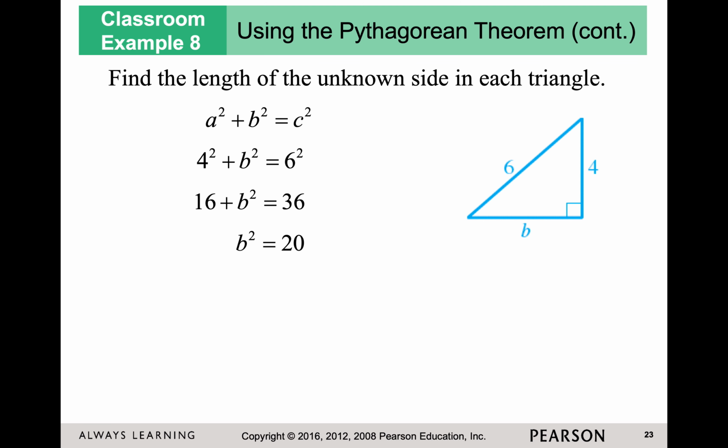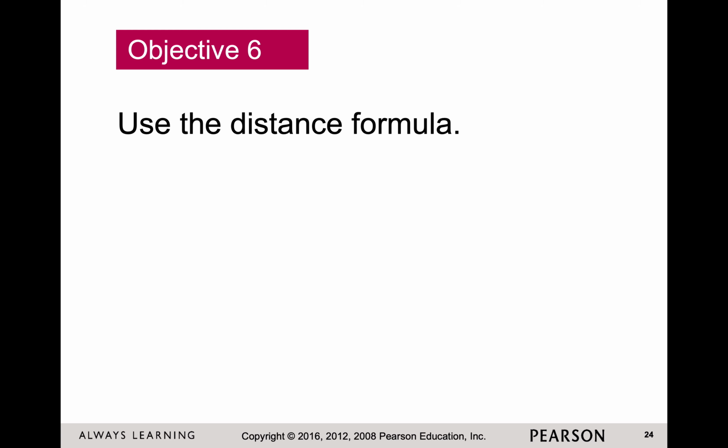Now how do I solve for b with b squared? I take the square root. Is 20 divisible by a perfect square? Yes, it's divisible by 4. So it would be 2 square root of 5 for the final answer.